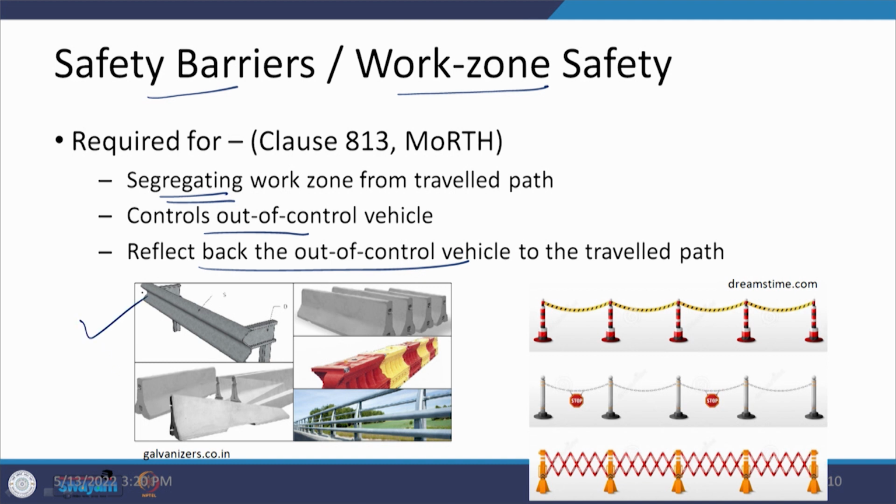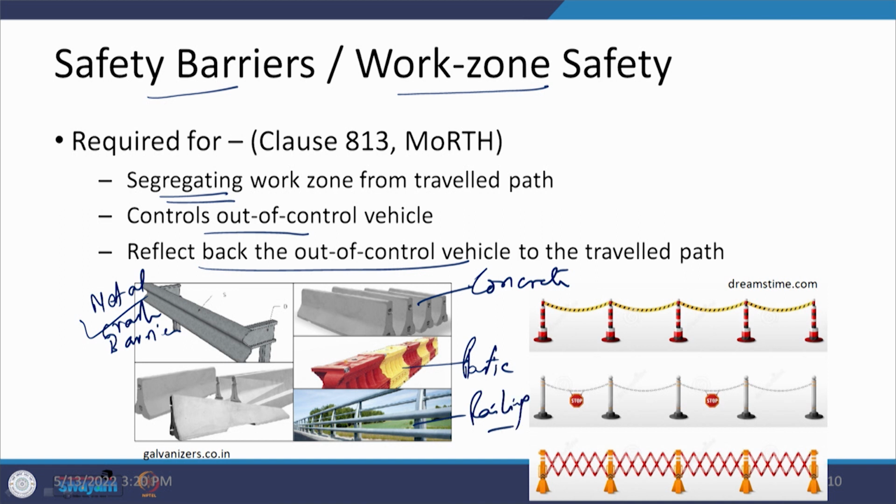What you find is that there is a crash barrier. So, this is a metal crash barrier. This is a concrete barrier which is being provided, okay, and say there is a hardened plastic barrier, or there are railings which can be there.